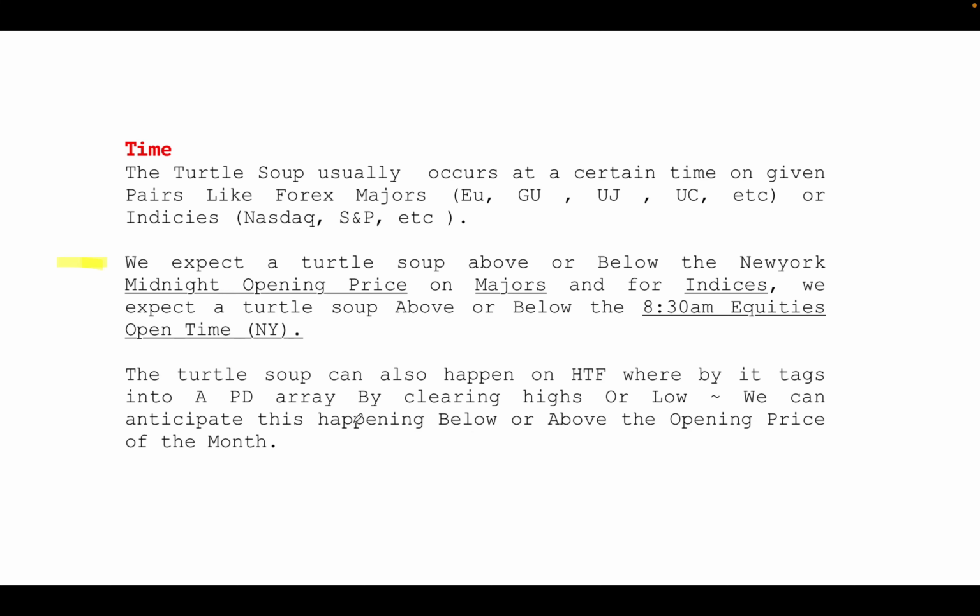On the monthly time frame, we expect it to go above the opening price. On the 1 hour time frame, we can anticipate it going above the monthly opening price. On the 5 minute time frame, we can anticipate it going above the day opening price. On the 15 minute time frame, we can anticipate it going above the weekly opening price. It just happens like that.